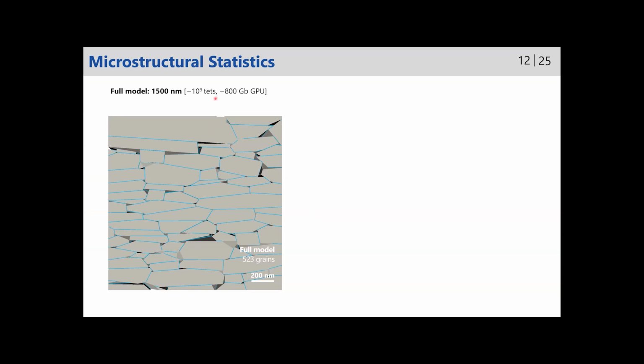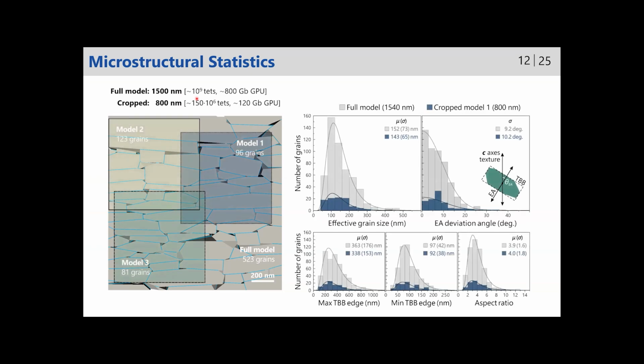So next, here now you see the large-scale final model. Tomography was collected for an area of 1.5 micrometers, and inside we have more than 500 grains. And still, if we would like to perform micromagnetic simulations, it's quite a large volume to do that. So instead, we just cut several regions with the maximum size allowed by our GPU computational memory, and despite that, we still have representative statistics inside each region of about 100 grains.